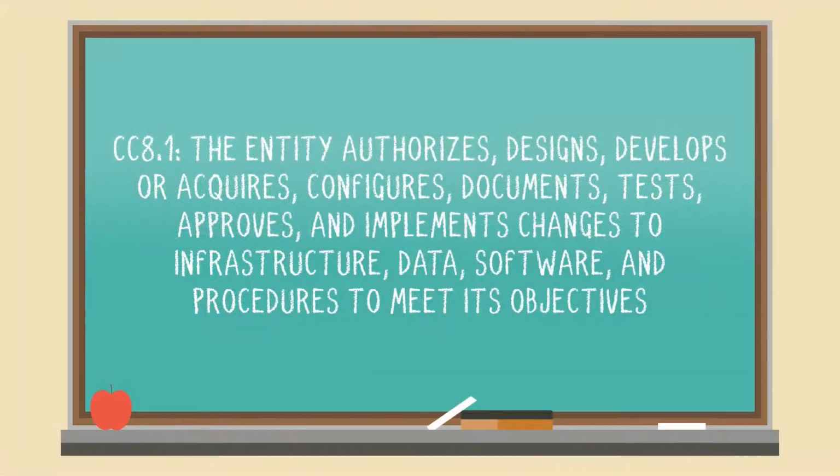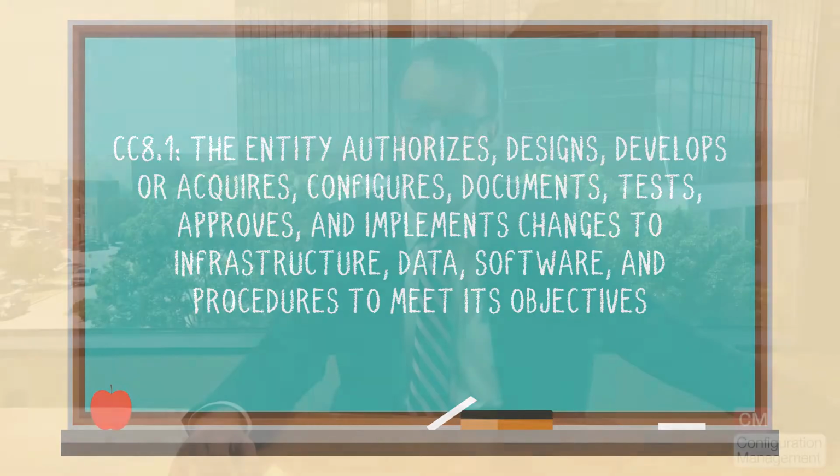I'm going to read the requirements from 8.1 because it's a lengthy list and it's not one that I have memorized. The entity authorizes, designs, develops or acquires, configures, documents, tests, approves, and implements changes to infrastructure, data, software, and procedures to meet its objectives. It's a big requirement, and there's a lot to what I just read out of the criteria.